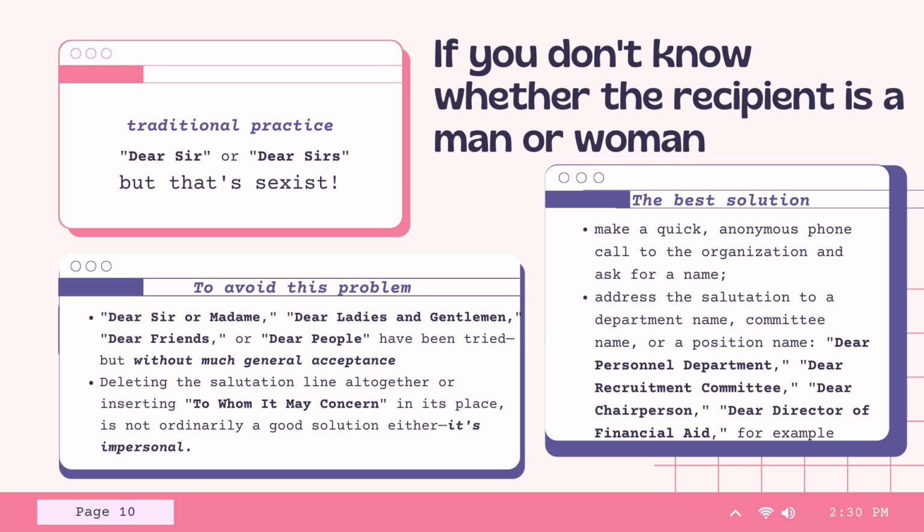To avoid this problem, salutations such as "Dear Sir or Madam," "Dear Ladies and Gentlemen," "Dear Friends," or "Dear People" have been tried, but without much general acceptance. Deleting the salutation line altogether or inserting "To whom it may concern" in its place is not ordinarily a good solution either. It's impersonal. The best solution is to make a quick anonymous phone call to the organization and ask for a name, or address the salutation to a department name, committee name, or a position name. Dear Personnel Department, the Recruitment Committee, Dear Chairperson, Dear Director of Financial Aid, for example.